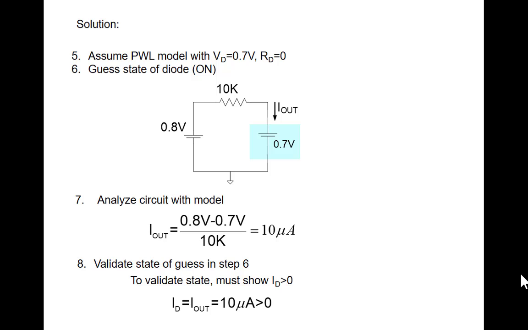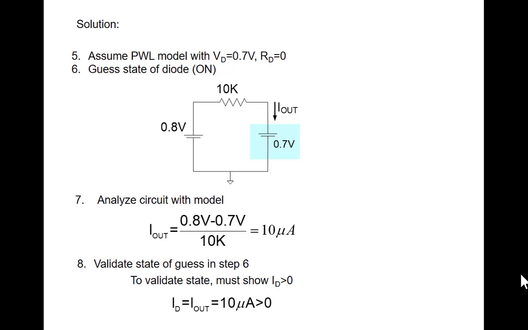Assume it's on. Calculate the current. 0.8 minus 0.7 over 10K is 10 microamps. Validate the state. This is positive, so the state validates. But is the model good?